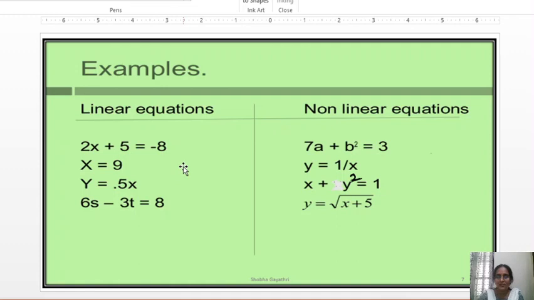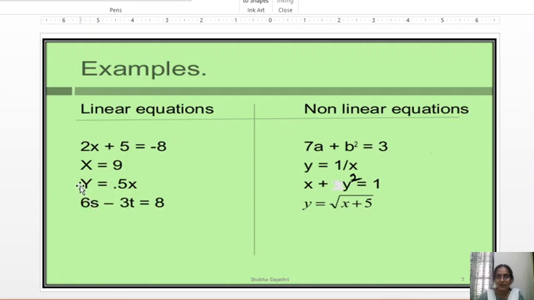2x plus 5 equals minus 8. The variable is x, the power is 1. x equals 9. The variable is x, the power is 1. y equals 5x. This is an equation in two variables. There are two variables in this equation, x and y.